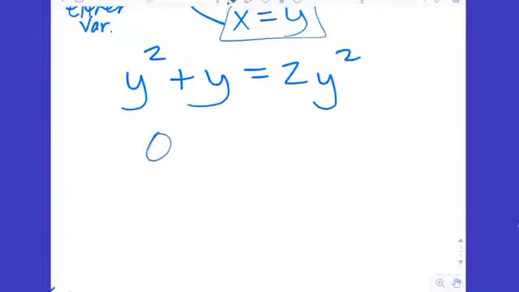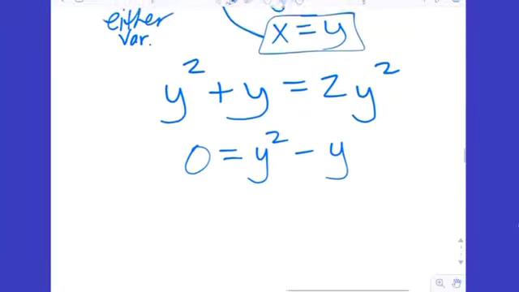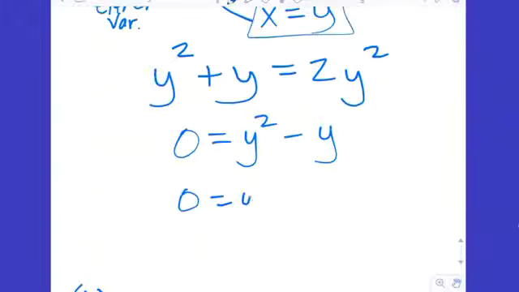Now I'm going to get everything on the left side so I get a 0 on the right. 2y squared minus 1y squared is y squared, and then I get minus y. You don't want to divide out the y's. You don't want to factor a y out of both sides and divide it out. Remember, when you lose variables, you lose information. So rather, factor it now. Pulling out the y, you're left with y minus 1.